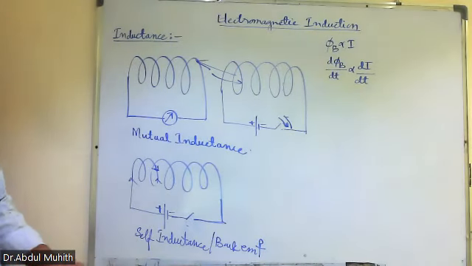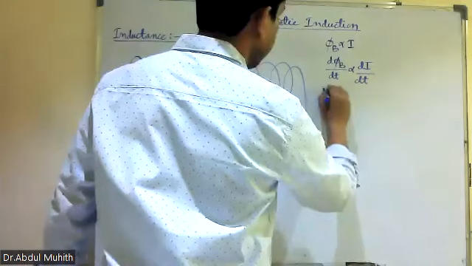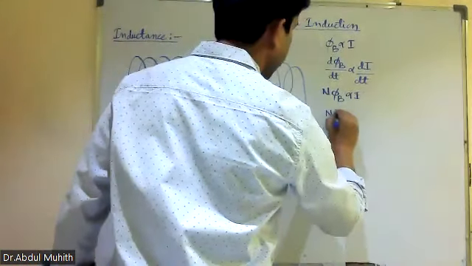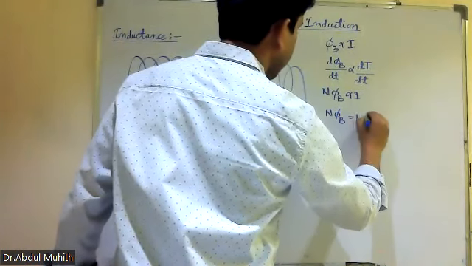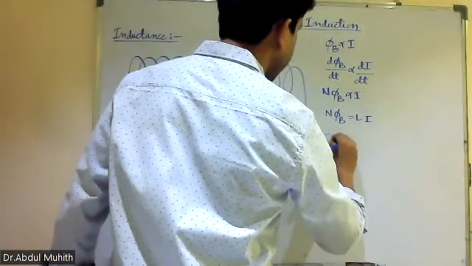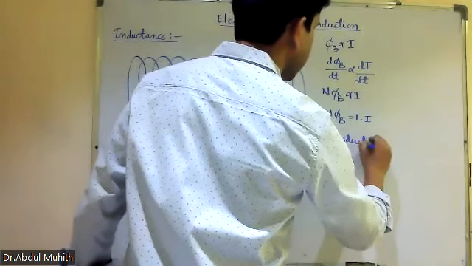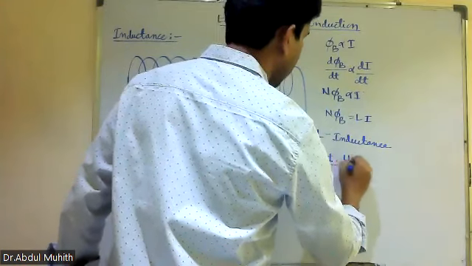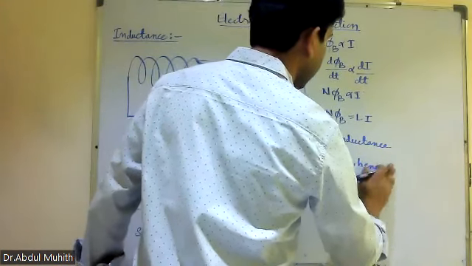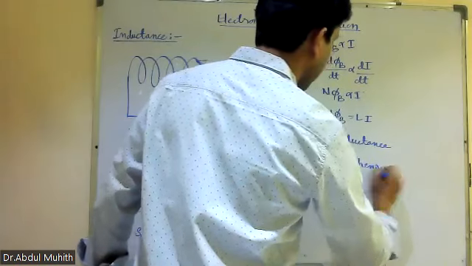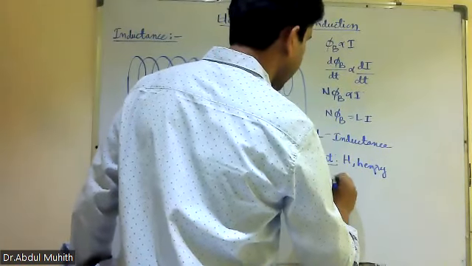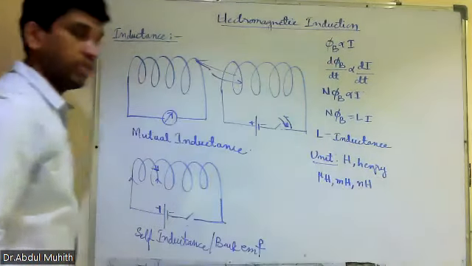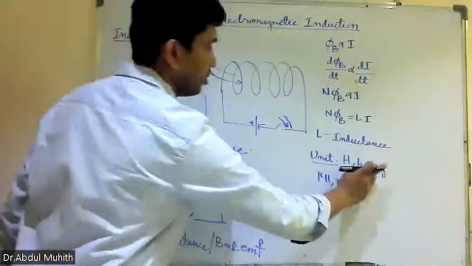Now we also know that if there are N number of turns, N into phi B is proportional to I. So N into phi B is equal to L into I. What is L? L is said to be inductance. Inductance is measured in Henry. We generally measure in micro Henry, milli Henry, or nano Henry. These are the units of inductance.